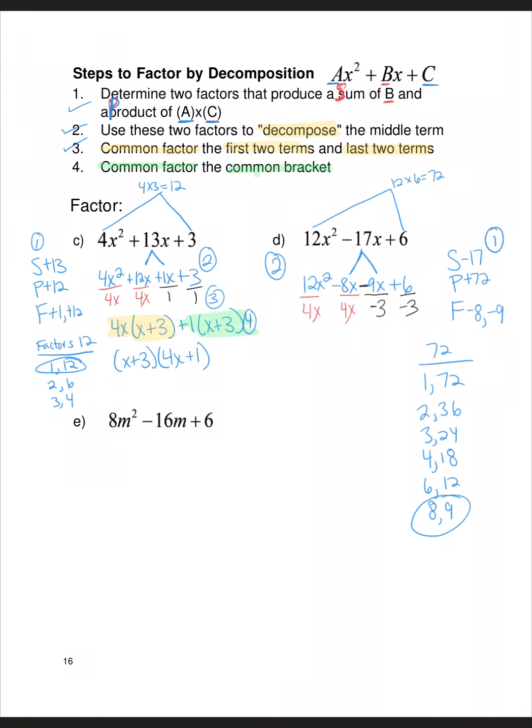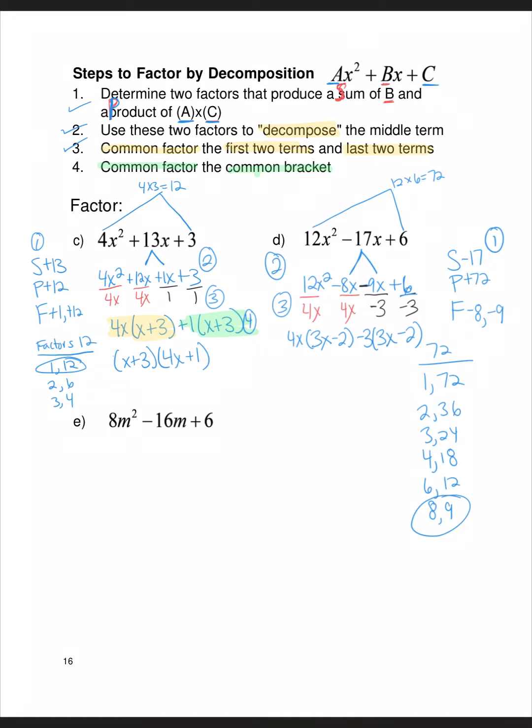So when I pull out, let's label that, that's our common factor from our first and last two terms. I pull out a 4x, 12x squared divided by 4x is 3x, and negative 8x divided by 4x is negative 2. My second group, I'm pulling out a negative 3, and we have a negative 9x divided by negative 3, we're going to have 3x. And then again, watch your signs here, because now we have 6 divided by negative 3, it's going to be a negative 2.